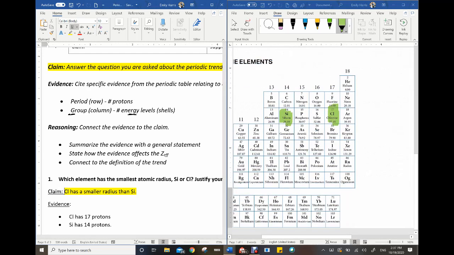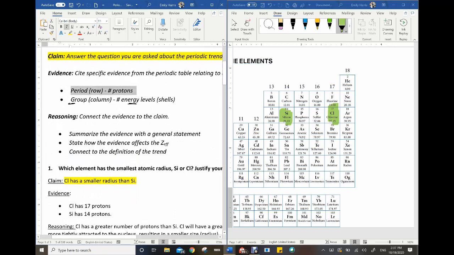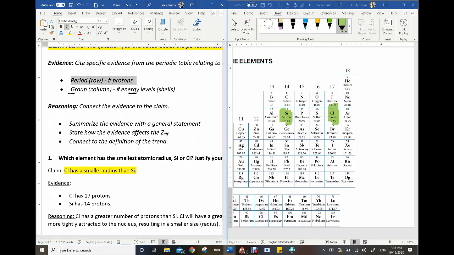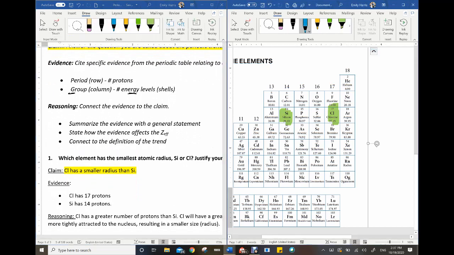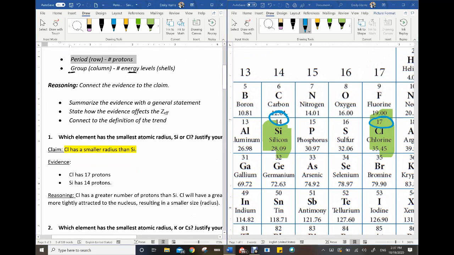So if we look at our two elements in question, chlorine and silicon, they're going to be in the same row or the same period. So our evidence needs to be based on their number of protons. Now again, we want to be specific and tell how many protons each of those atoms has. If you'll remember, the number of protons is found at the top of the periodic table square. It's the same thing as the atomic number. So we see that silicon has 14 protons and chlorine will have 17. So that is our specific evidence that relates to those elements being in the same period as each other.